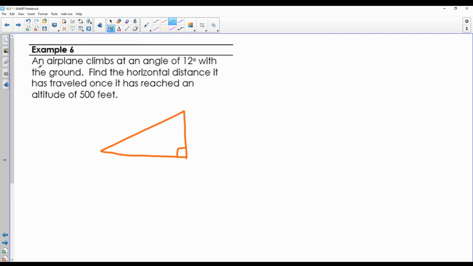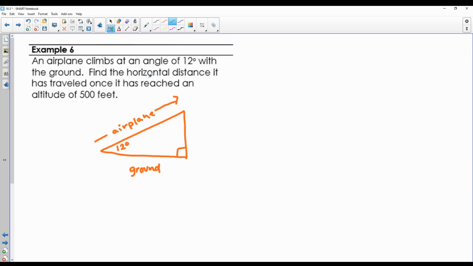All right, so we've got an airplane that climbs at an angle at 12 degrees with the ground. So here's our ground. We're going to say that this is our ground down here. Okay, so our airplane's climbing, so it's going up here. So airplane. We'll just kind of draw this arrow that it's going up like that. So our airplane's going up the 12-degree angle with the ground and the airplane right there.